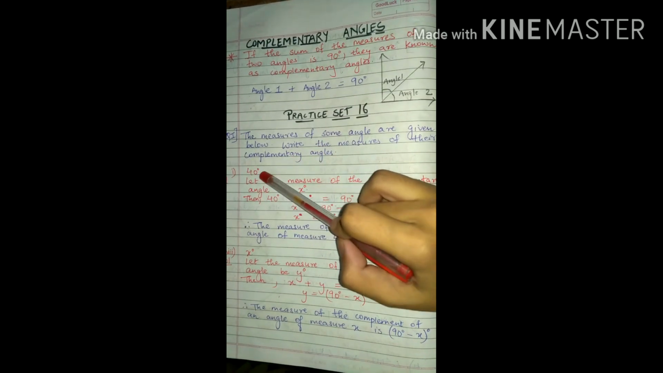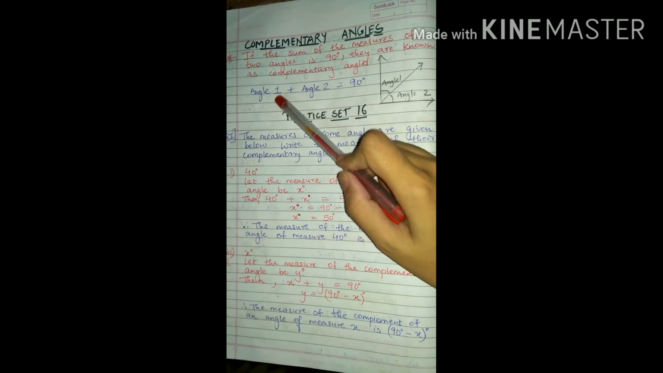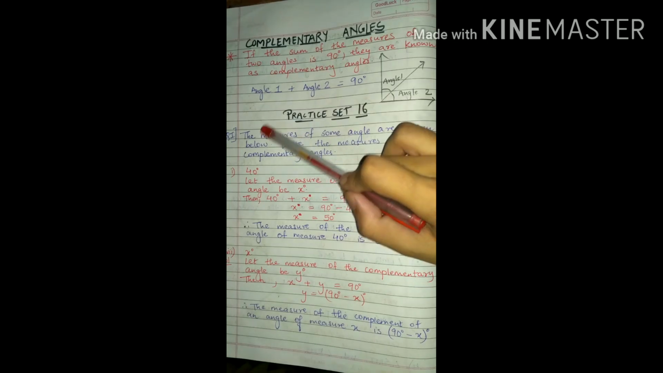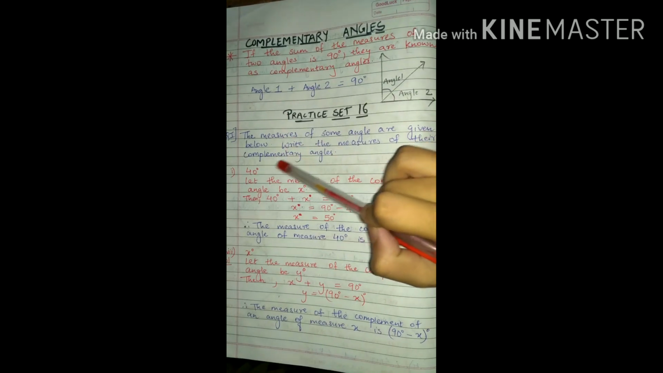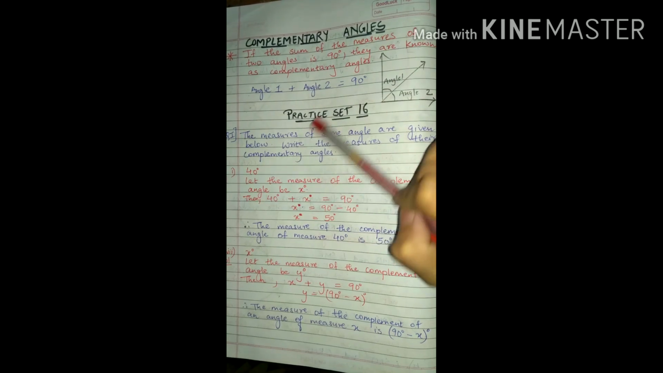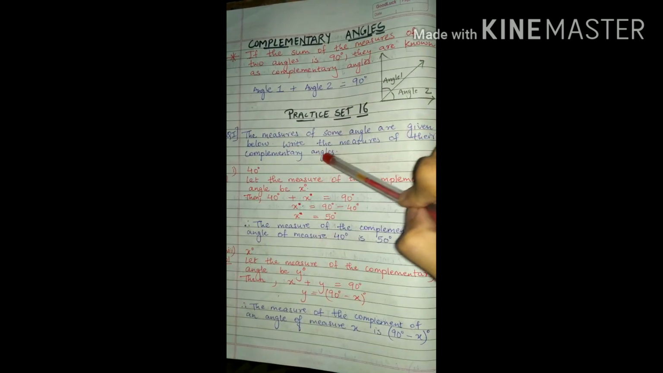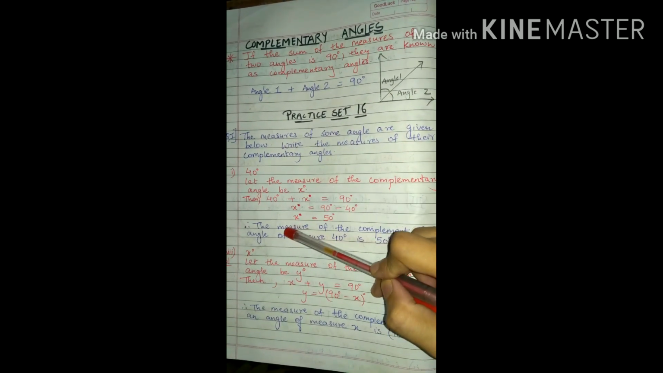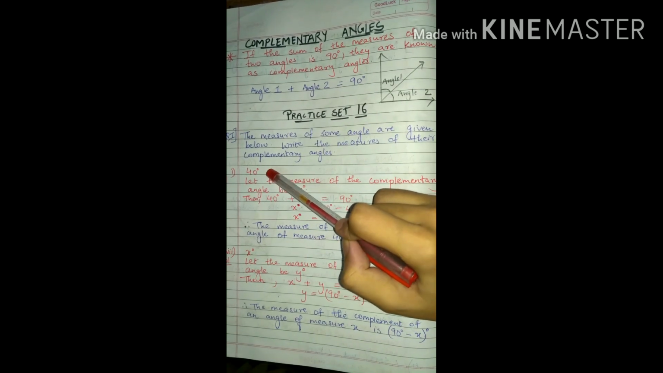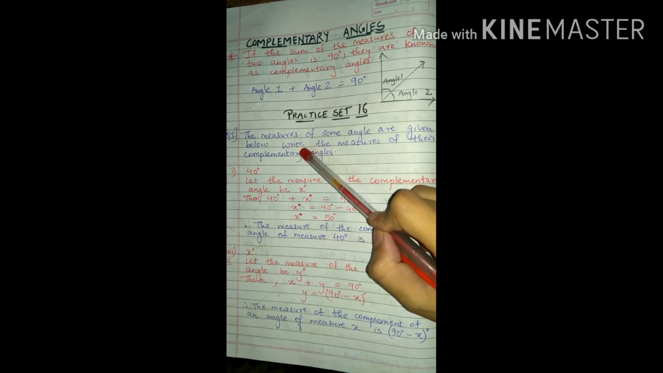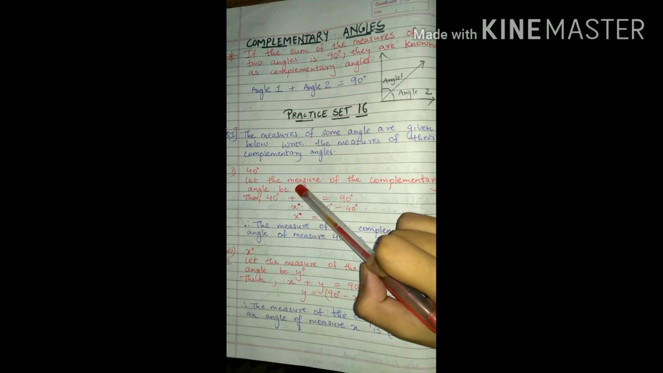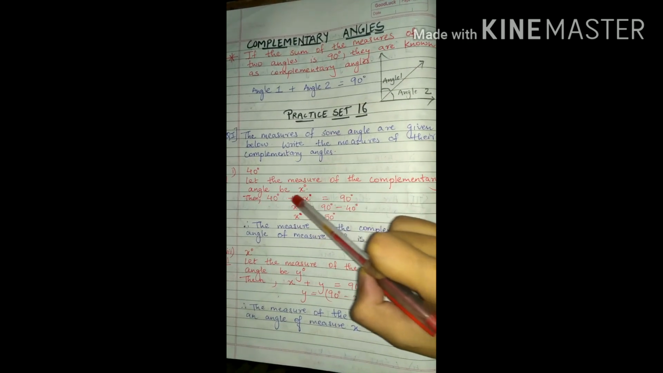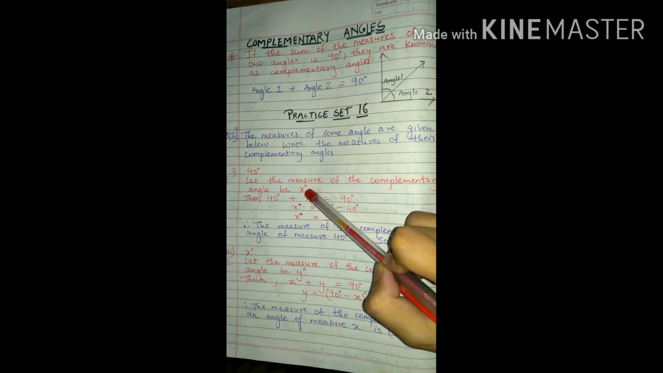For example, 1: 40 degrees. Angle 1 is 40 degrees. What will be the measure of angle 2? The sum of the measures of both the angles should be equal to 90 degrees when it comes to complementary angles. We have to follow certain steps. 40 degrees is the given angle. We have to find the second complementary angle. So let the measure of the complementary angle be x, because we don't know the measure of the second angle. So we have named that angle x degrees.